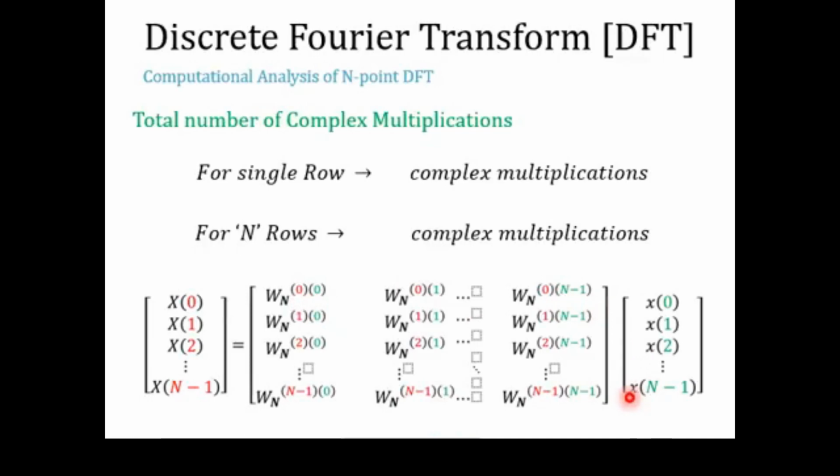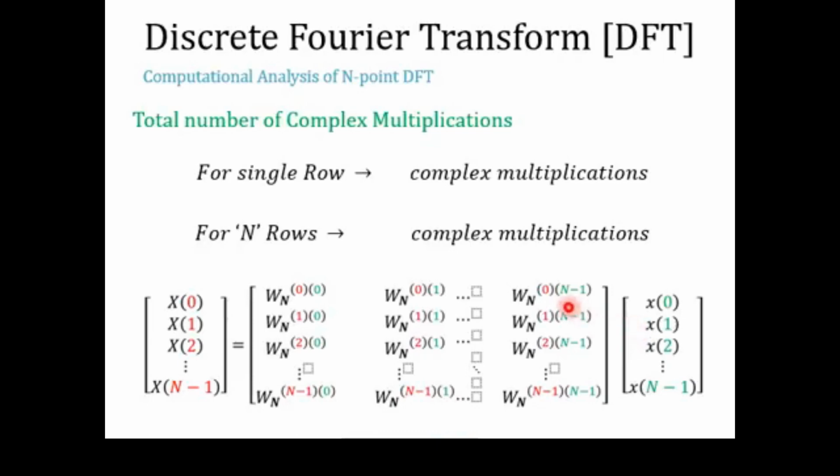As we have already discussed, we are assuming that the nature of both the W matrix and this time domain sequence is complex, so both the matrix and the vector contain complex numbers. When the first element of the first row of this matrix, WN00, is multiplied with the first sample value of this vector, which is x of 0, this will be the first multiplication operation. Similarly, when the second element of this matrix is multiplied with the second element of this vector, this will be the second multiplication operation.